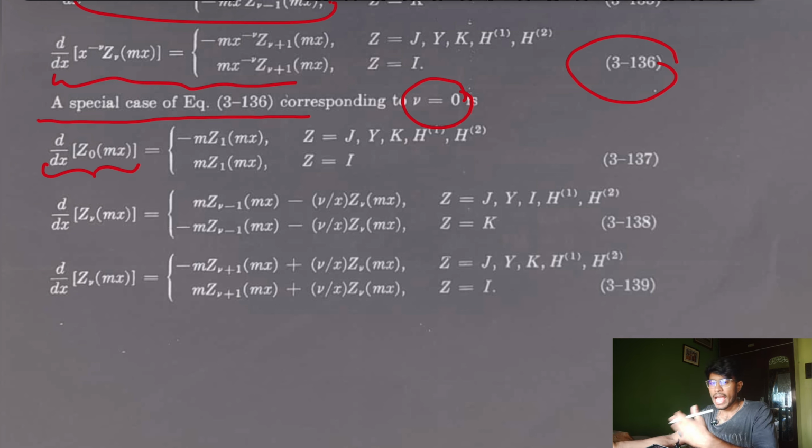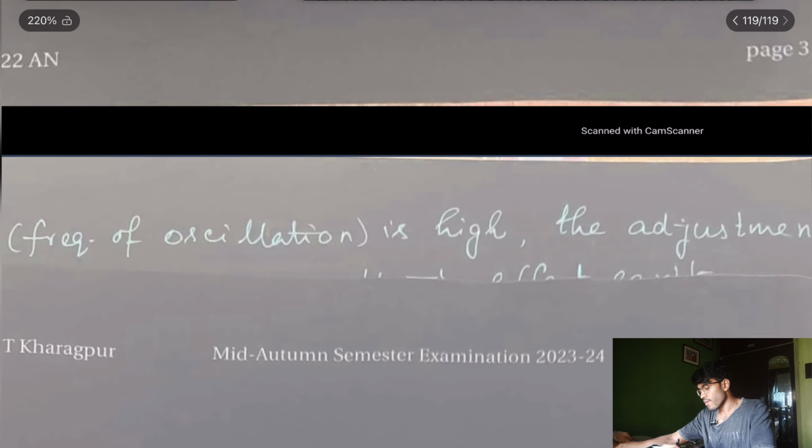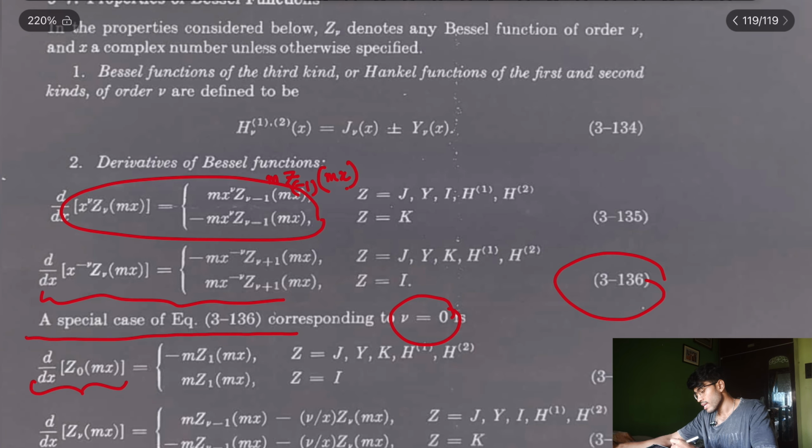But still I will advise you to read about, or you can at least search on YouTube, different kinds of Bessel function. I have only introduced you to the first and second kind, that is the J and Y. But you can have other kinds of Bessel function also.